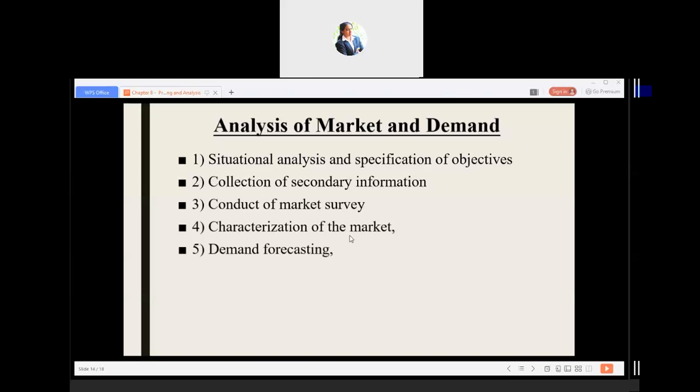Now the trend is then used to project the dependent variable in the future. Now this is one of the very popular methods, as it is simple and also inexpensive. One more method that is used is the time series method.